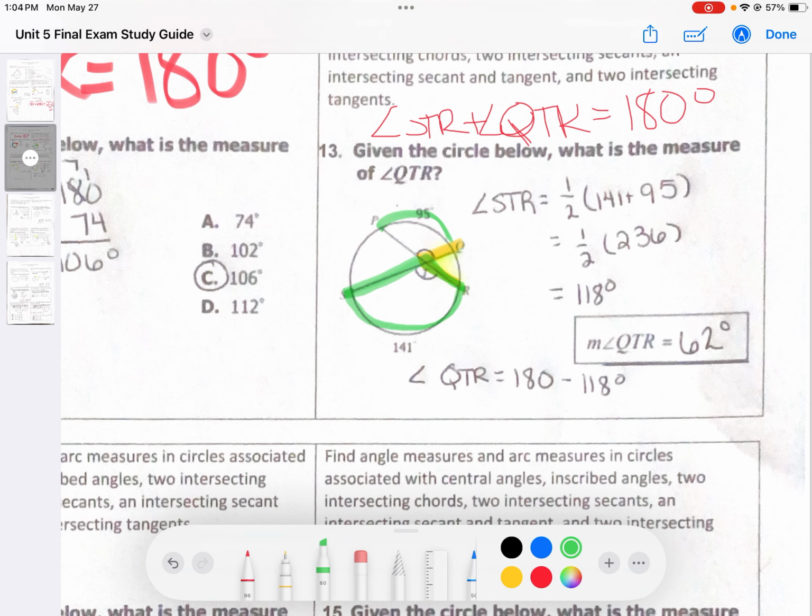STR is equal to half of the intercepted arcs. 141 plus 95 is 236. That's the sum. Half of 236 is 118. And since these two angles are supplementary, they form a straight line, 180 minus 118 is 62.